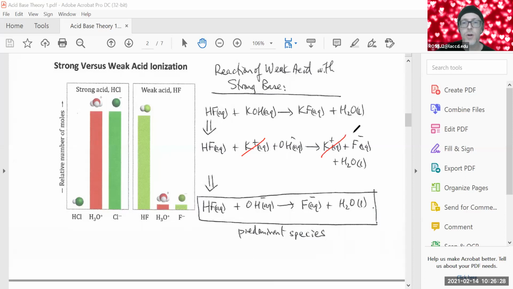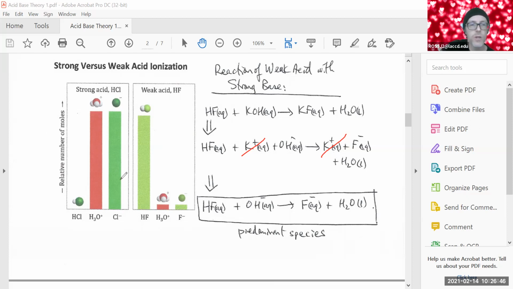That's a common strong electrolyte from both sides. And then I just rewrite what's left as the predominant species. So I'm left with HF, I'm left with hydroxide, and then I have F minus and water as my predominant species.